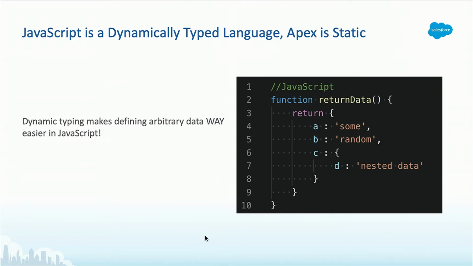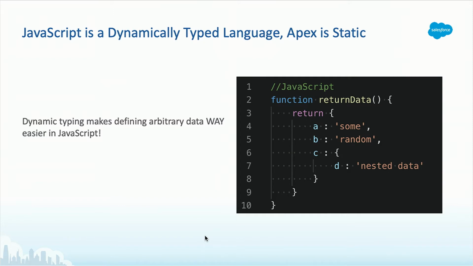Now in JavaScript, returning arbitrary data types is very simple. You can just declare them inline and create them. Here's an example of a function creating an arbitrary object with some nested data in it. So right there in my method, I create and return an object with a bunch of random keys. One of those keys has a nested object in it, which has a string in it.